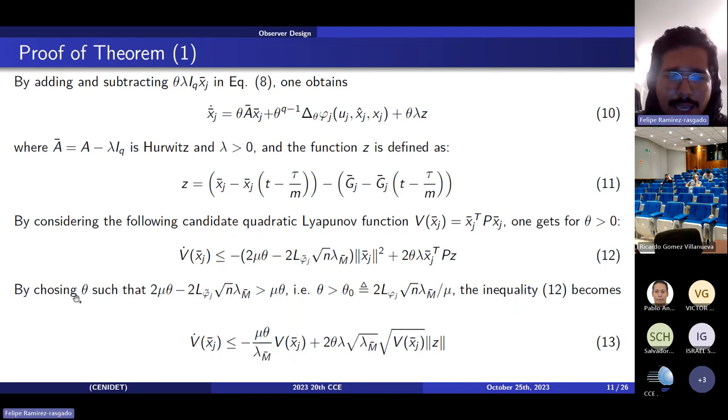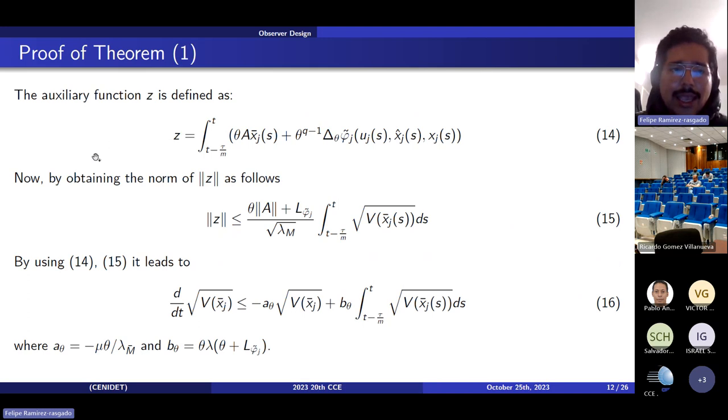So now choosing theta such that this inequality holds, inequality 12 becomes 13. And then evaluating the auxiliary function zeta, one gets 14. Now, this function is in order to compensate and relate each predictor to each predictor.